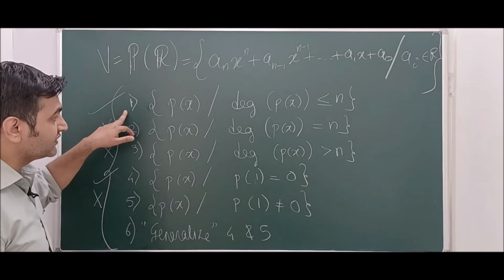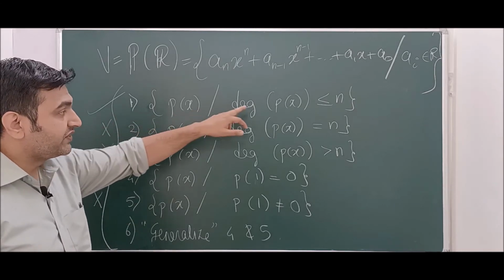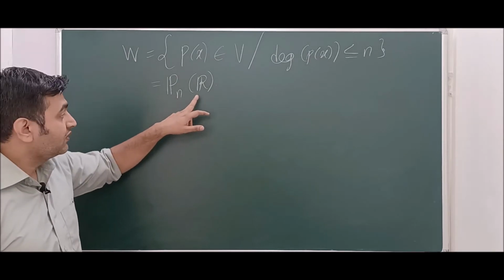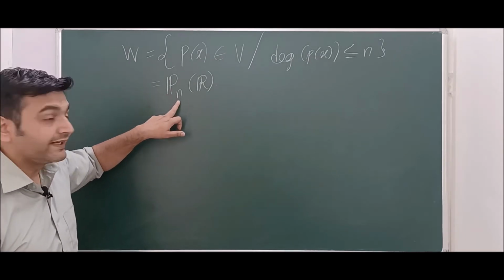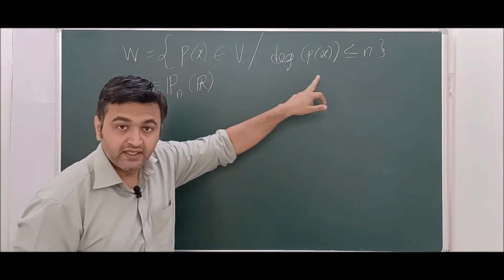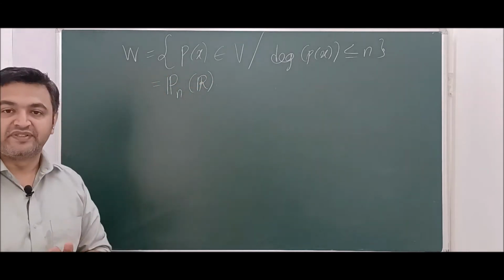So let's go for the first one. All polynomials whose degree is at most n. So P_n(R). What is P_n(R)? All polynomials of degree at most n with coefficients from real numbers, which is nothing but this set, and we will prove that this forms a subspace.